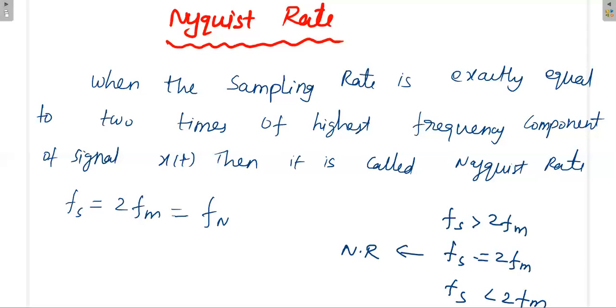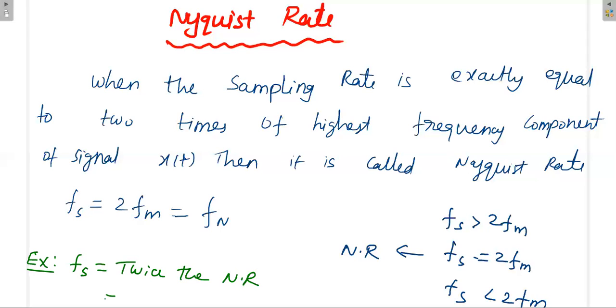Nyquist rate means taking samples exactly equal to twice the maximum frequency of the signal. Or sometimes, to avoid aliasing, we have to take the sampling rate much greater than the Nyquist rate. At that time they may mention it like this. For example, if sampling is twice the Nyquist rate, Fs is equal to twice the Nyquist rate. That means what?